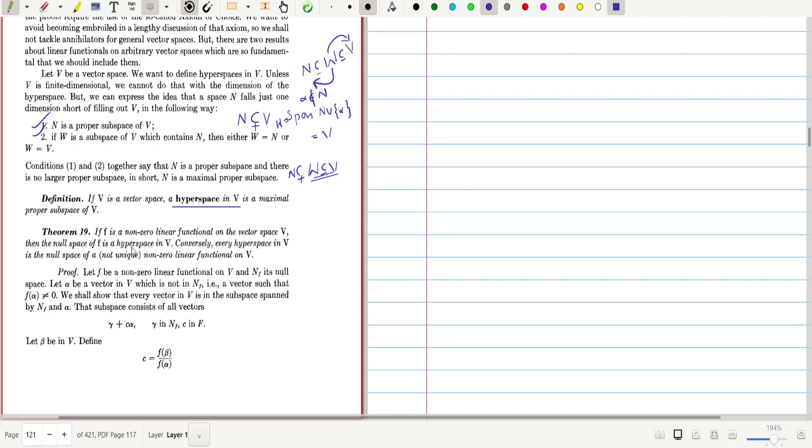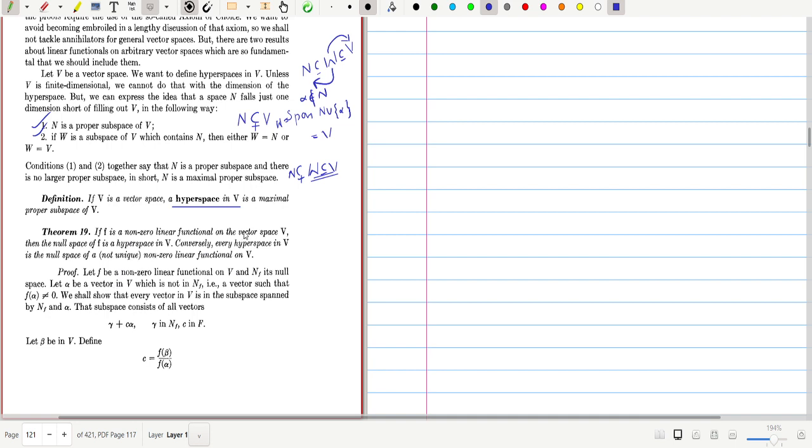Now we'll prove that if you consider any non-zero linear functional, then the null space of that linear functional is always a hyperspace in V. And the converse is also true. If you consider any hyperspace, then that can be considered as the null space of some linear functional. In the case of a finite dimensional or infinite dimensional vector space, that will be true for an arbitrary vector space. So we start with this theorem.